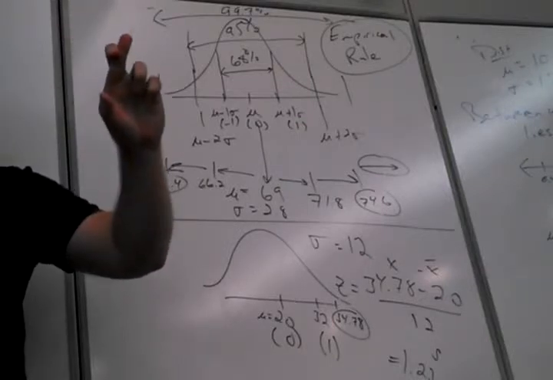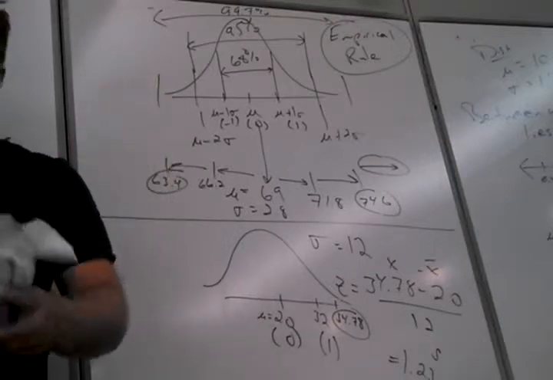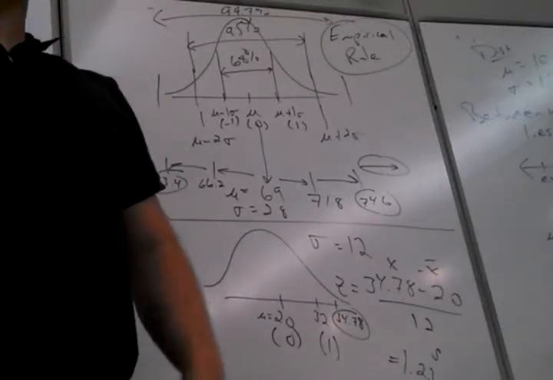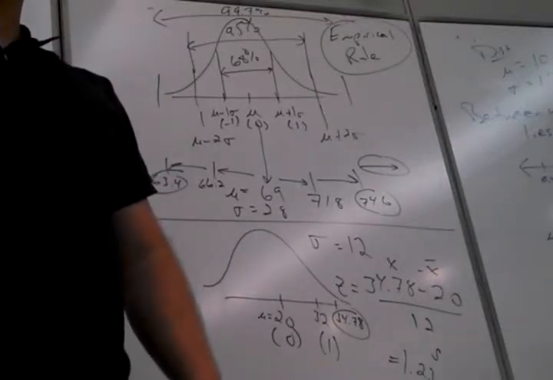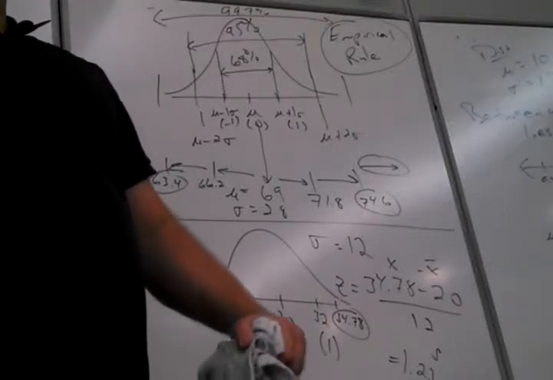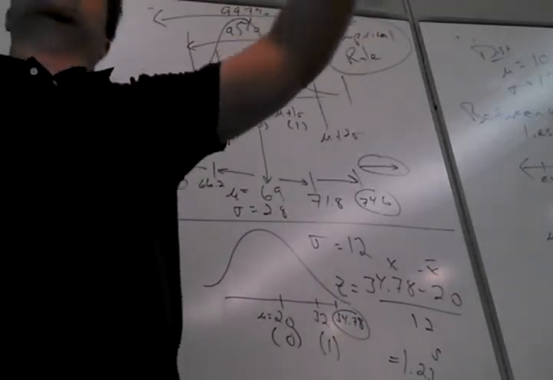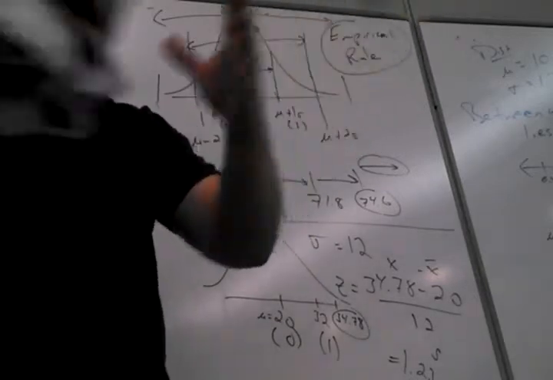Is that how you want us to write it on the test? Depends. If I ask what a z-score of 1.23 would mean, you would say it means that data point is 1.23 standard deviations above the mean. So it depends on how I ask. If I just say calculate the z-score, you don't have to say 1.23 standard deviations. You just say 1.23, right? Okay, good.